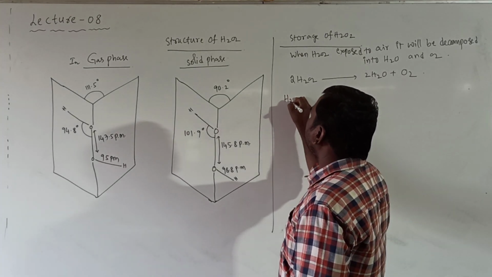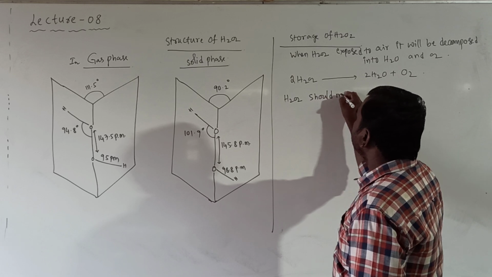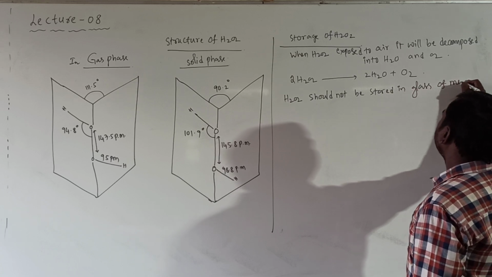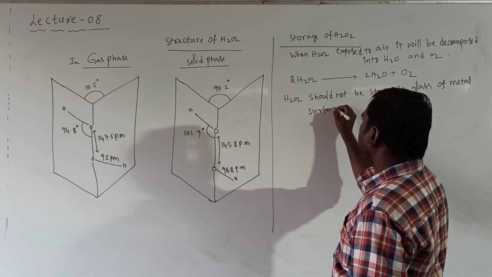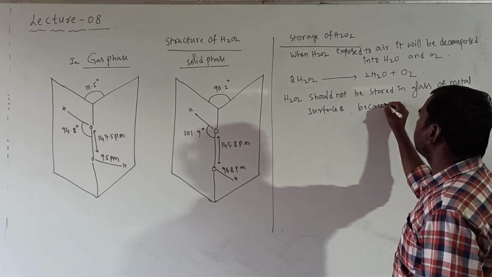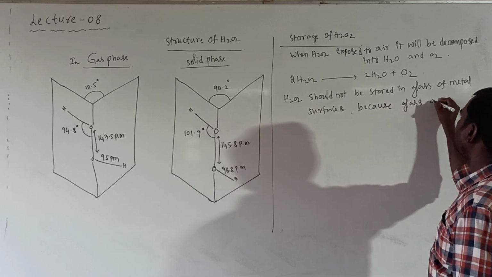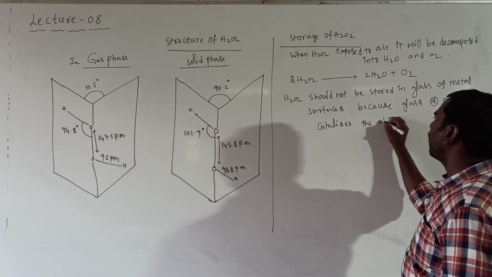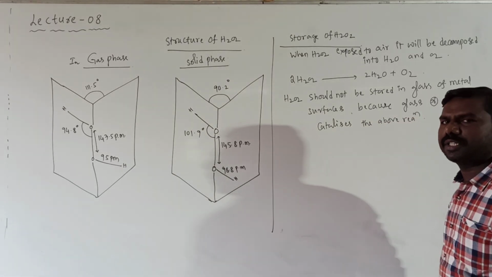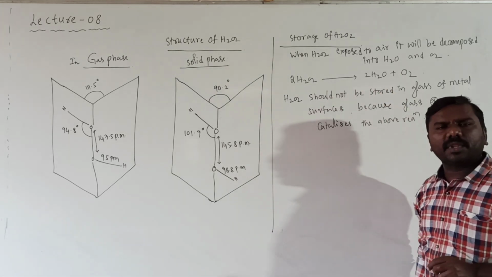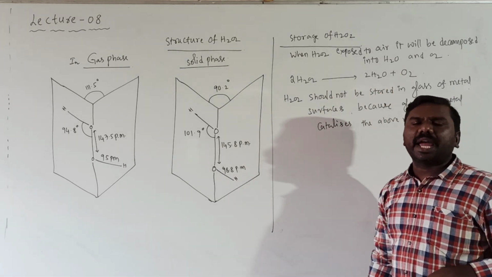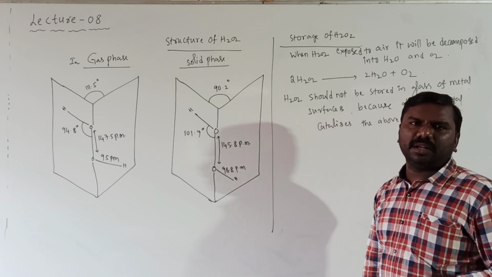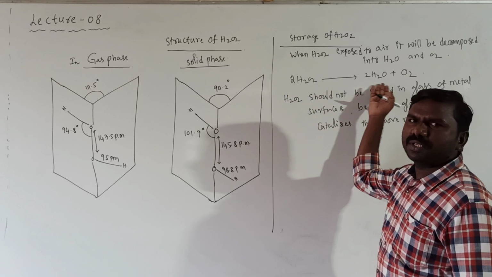So H2O2 should not be stored in glass or metal surfaces or metal bottles, because glass or metal catalyzes the above reaction. It means it will happen on its own. If a metal or glass bottle is there, those act as catalysts and the reaction will speed up. We cannot store H2O2 even 2-3 minutes, because the decomposition will speed up.